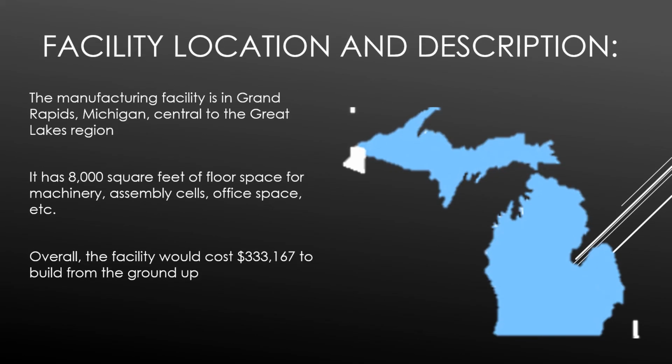The last thing I'll be going over are some details about the facility itself. I chose Grand Rapids, Michigan for the location of the facility for two reasons. First, and the obvious reason, Michigan is centrally located within the Great Lakes region. Secondly, the workforce in West Michigan is already suited for manufacturing, with plenty of talented engineers, machine technicians, and operators looking for new opportunities. The manufacturing facility itself is 8,000 square feet, which is enough for all machinery, assembly cells, office space, bathrooms, and inventory space.